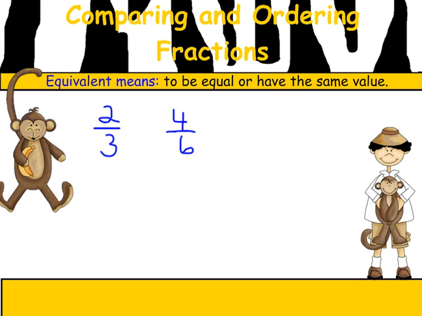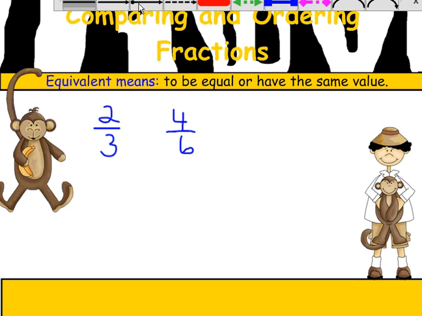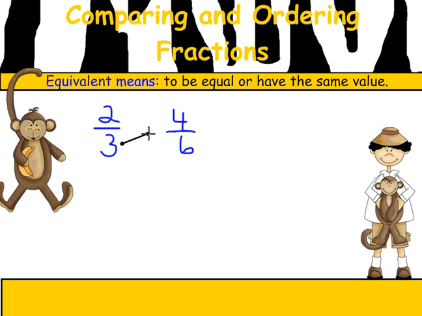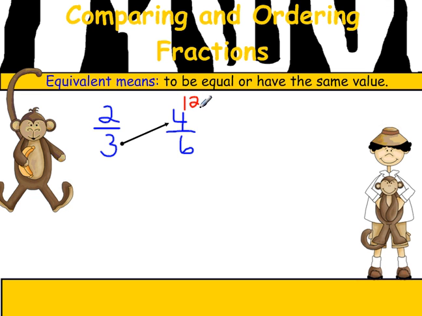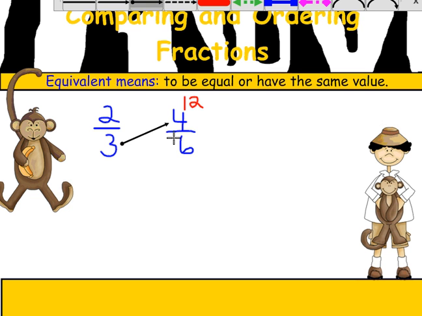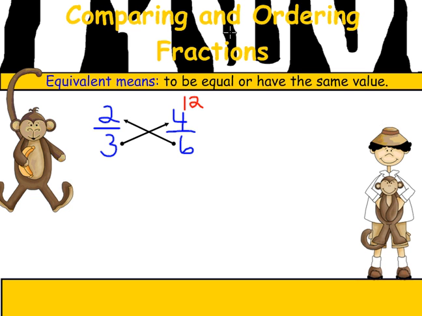What we're going to do now is called cross multiplying, or some of you know it as the butterfly method. Well, 3 times 4 equals 12. So 3 times 4 is 12, and we're going to put that right above 4/6. Now we're going to cross multiply the other side. Well, 6 times 2 is also 12. So they both have the same value.